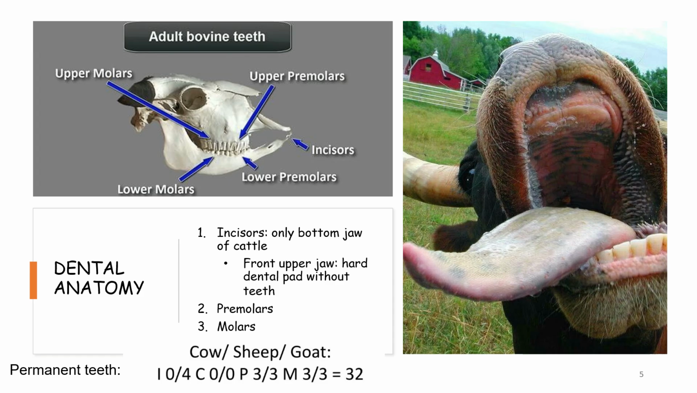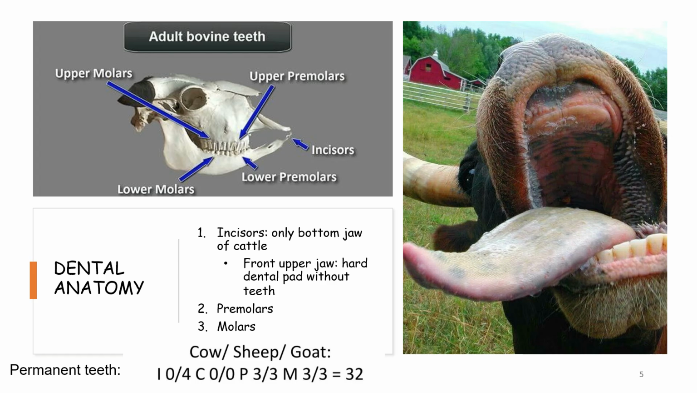You can see here first are the incisor teeth, second the premolar teeth, and third the molar teeth. Cows don't have canine teeth. As you can see, in the cow only the bottom jaw has teeth. The upper jaw doesn't have teeth; they have a dental pad.